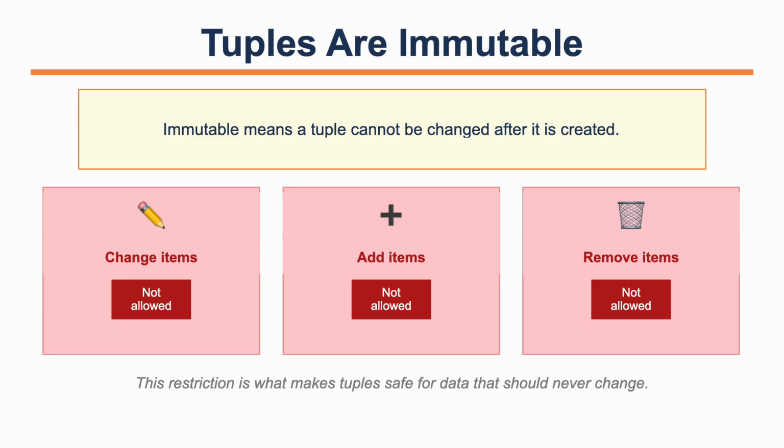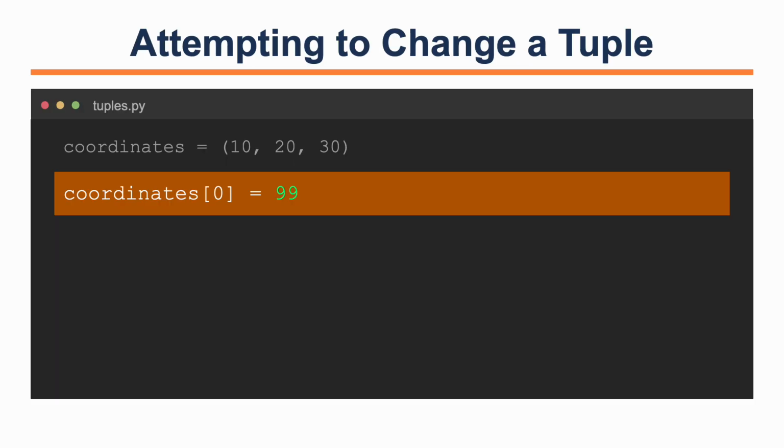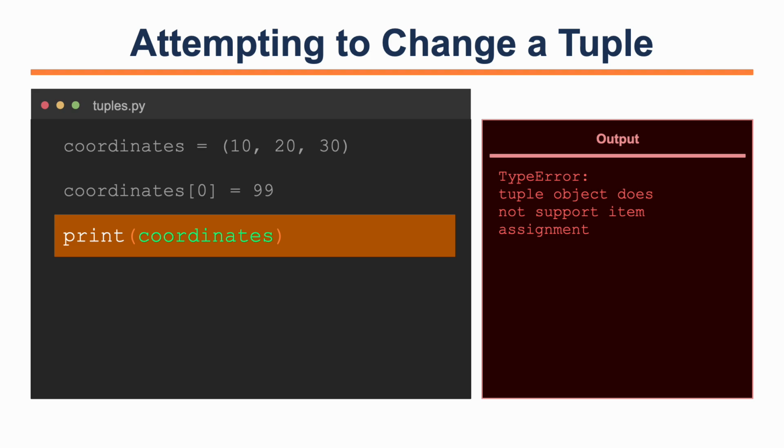This restriction is what makes tuples safe for data that should never be changed accidentally. To demonstrate what happens when you try to change a tuple, we write a line that targets index 0 and assigns the value 99. This is the same syntax that works on a list. On a tuple, however, Python raises a type error. The error message reads, "Tuple object does not support item assignment." This is expected behavior, not a bug. Tuples are designed to be unchangeable, and Python enforces that rule every time.